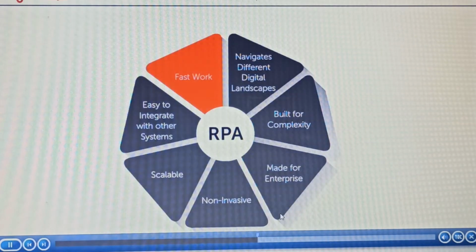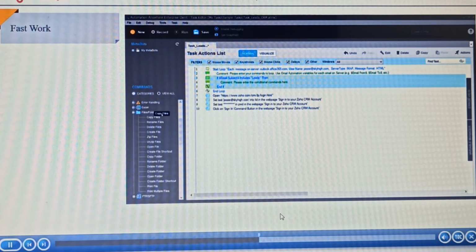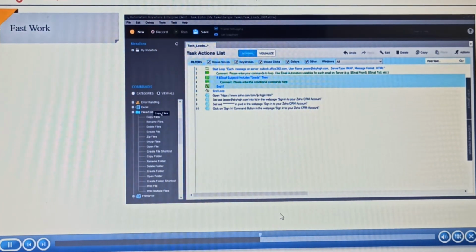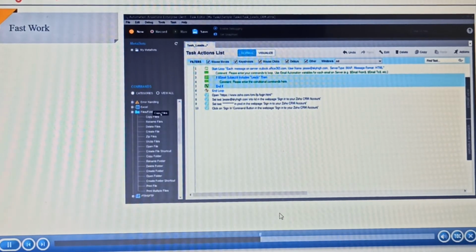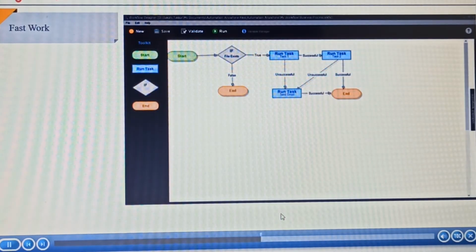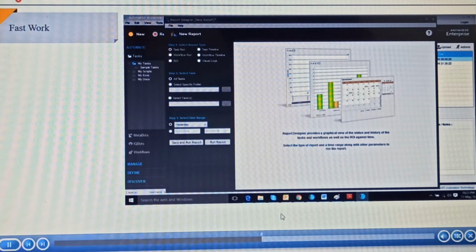It includes features that foster fast work. An RPA platform includes features you need to create and run processes quickly and effectively. Among these features are wizards, drag and drop commands, and a clean, friendly interface.